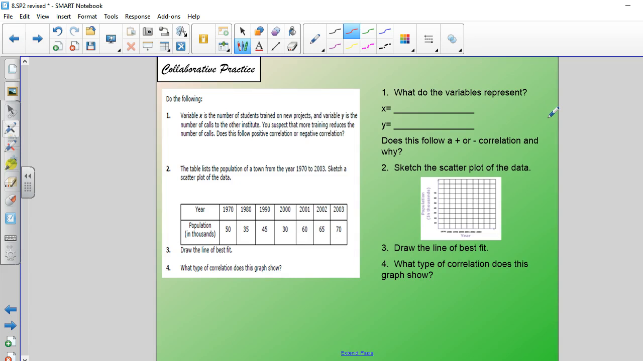In problem number 1, variable X is the number of students trained on new projects, and variable Y is the number of calls to the other institute. You suspect that more training reduces the number of calls. Does this follow positive correlation or negative correlation? When you are answering questions like this, you should always write down on your paper what the variables represent. X represents the number of students. And Y represents the number of calls.